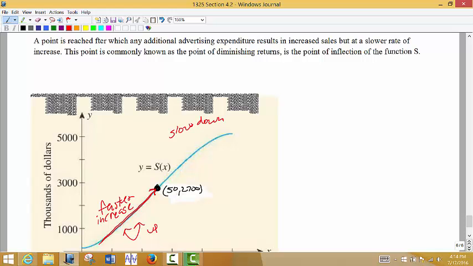That means that you're not getting as much money. When you're spending all this money on advertising, you're not getting as much money back in sales anymore. This is what we call the point of diminishing returns. After some point, all of a sudden your sales start to slow down.